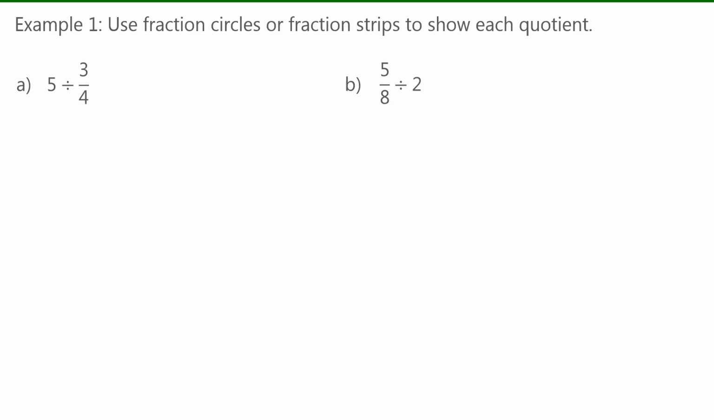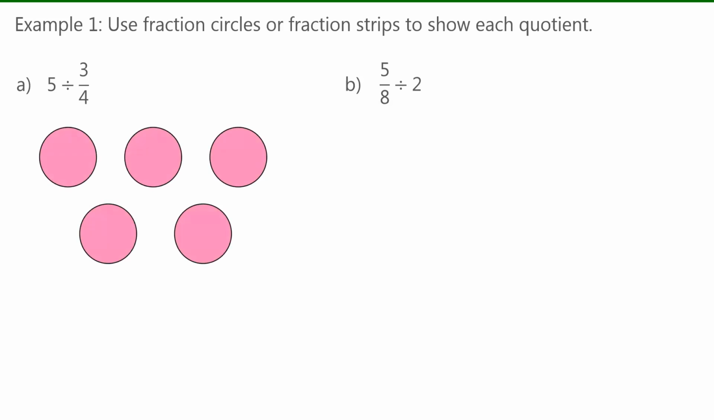So we're given 2 more examples, and we can use fraction circles or fraction strips to show each quotient. For example A, I'm going to use fraction circles. So it's 5 divided by 3/4. That means how many 3/4 fit into 5? To start, I need 5 wholes, and I'm now going to divide those 5 wholes into quarters. Right away, by looking at this diagram, I can see I have 20 quarters, and I'm going to try and make groups of 3. So we can say we have 20 over 3.